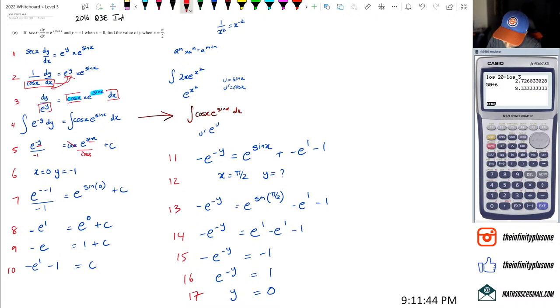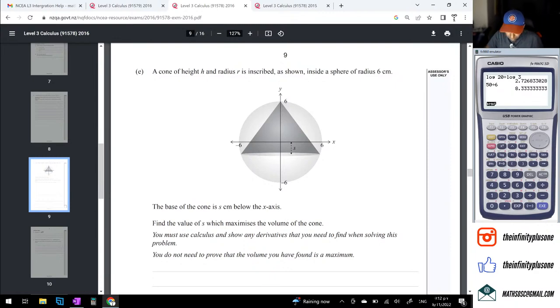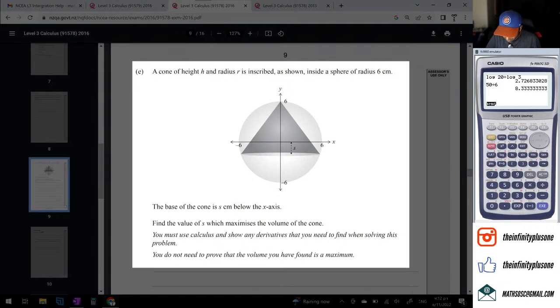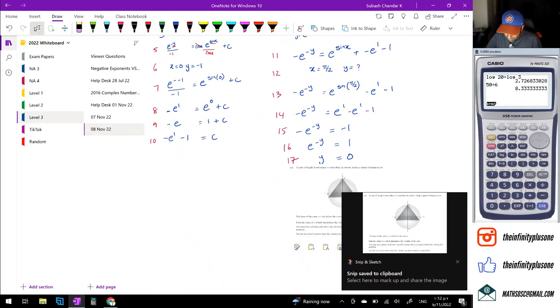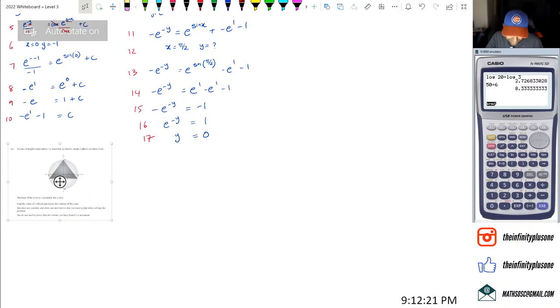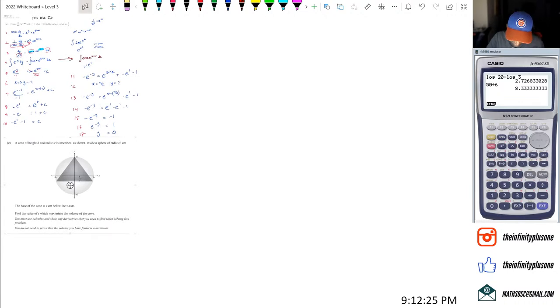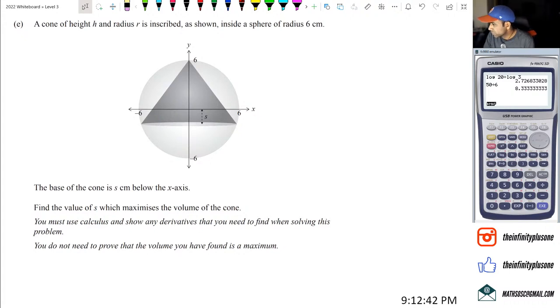Cool, guys. Our next question that we were talking about is this one here, which was from differentiation 2016, and I think this was question 2E. All right, so if you have done this question before, I do apologize, but I know that I did this a while back. Question 2E.